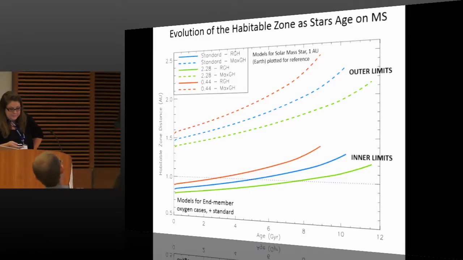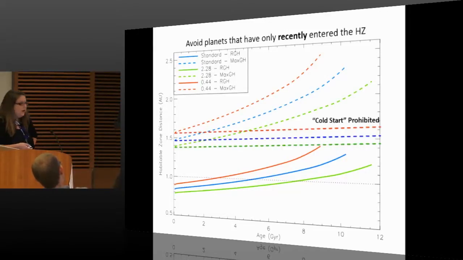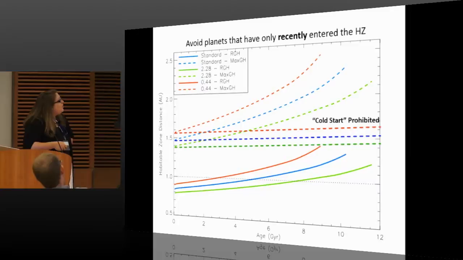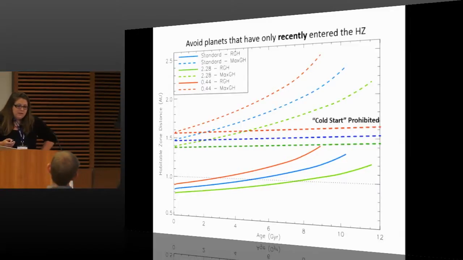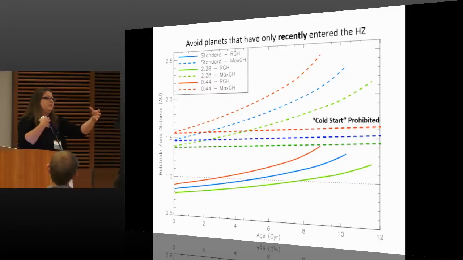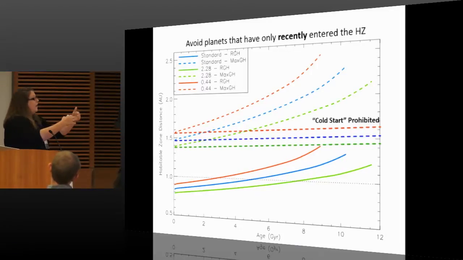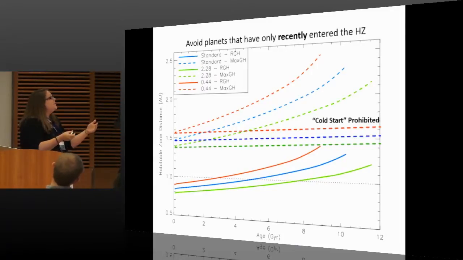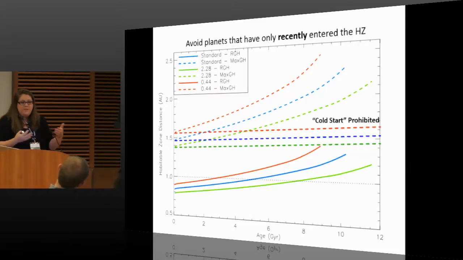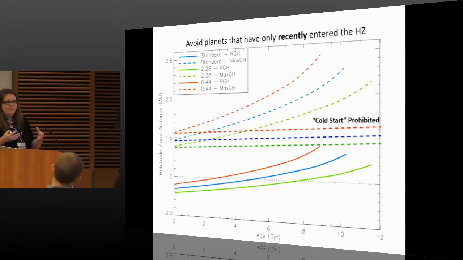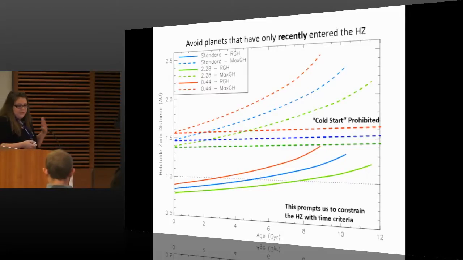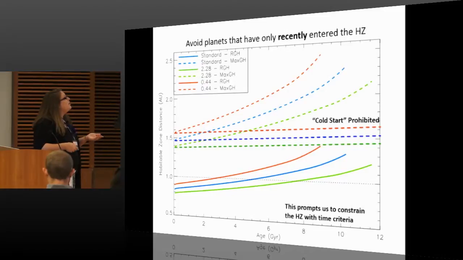on the surface. So again, we also want to consider the cold start problem, which is that we want to avoid planets that have recently entered the habitable zone, because if something was frozen and then the star moved its boundaries outward and then it was at the right temperature to host liquid water on a planetary surface, we don't know if that planet would have the impetus to maybe unfreeze itself and host liquid water. So this prompts us to constrain the habitable zone with time criteria as well.